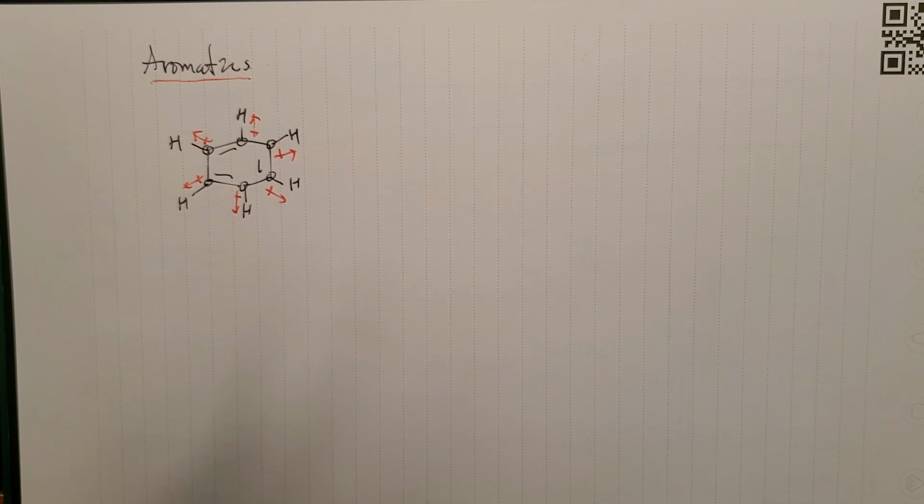aromatic or alkene. You can even figure out whether the aromatic has an ortho isomer or meta or para, even mono substitution, and tri, and so on.